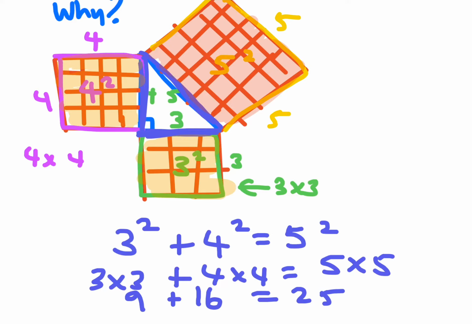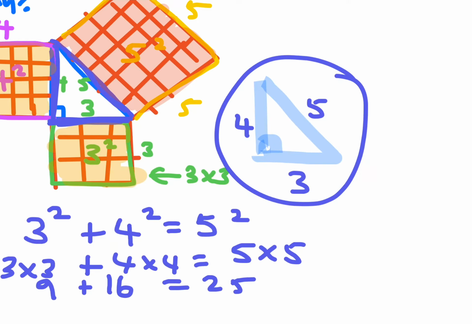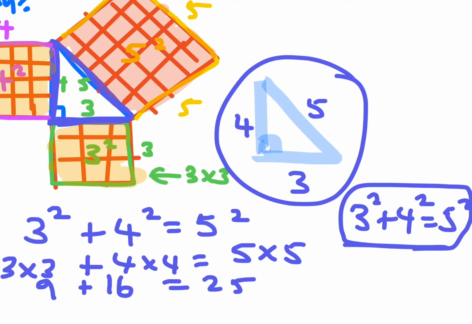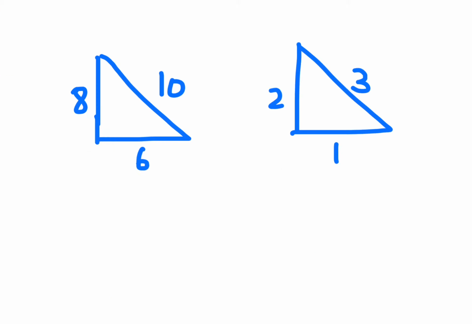So for a right angle triangle, if you've got the sides 3, 4 and 5, then 3 squared plus 4 squared will equal 5 squared. And for any right angle triangle, this will always be true. If it isn't true, then the triangle's not right angled.